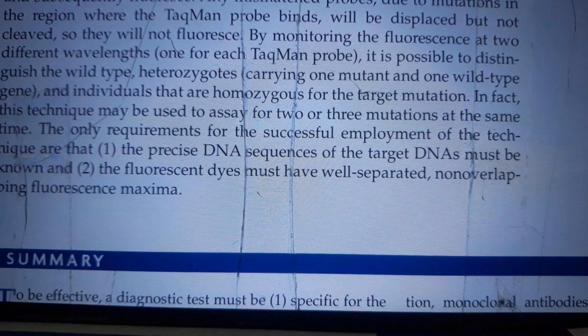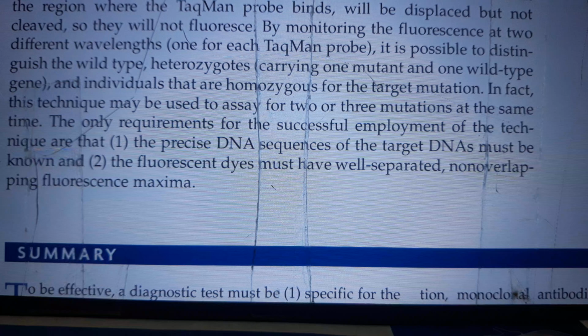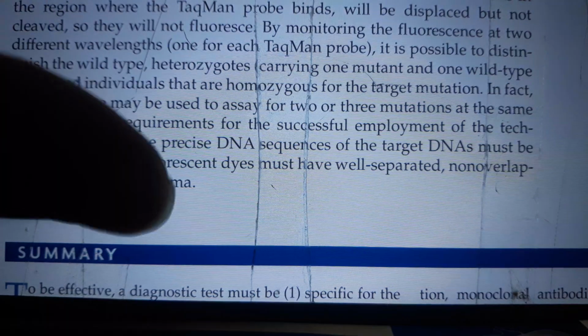In fact, this technique may be used to assay for two or more mutations at the same time. The only requirements for the successful employment of the technique are, one, the precise DNA sequence of the target DNAs must be known, and two, the fluorescent dyes must have well-separated, non-overlapping fluorescence maxima.